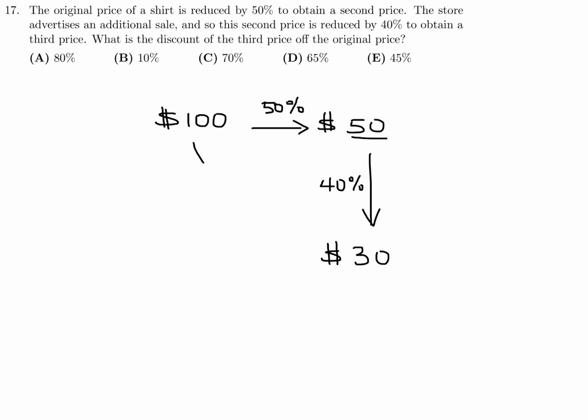And now they're asking what is the percentage as you went from the original price to the very final price, which they are calling the third price. Well, when you go from 100 to 70, obviously you drop down by 70%. And therefore, number 17, the answer is C.